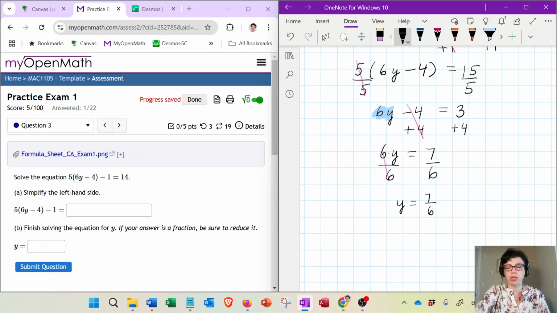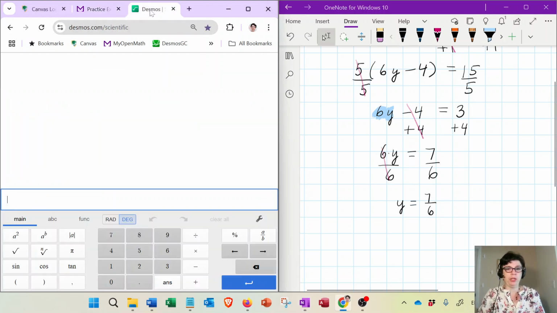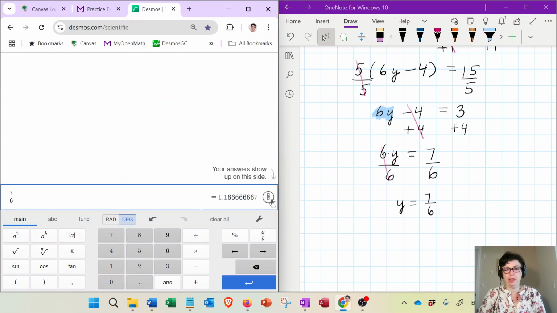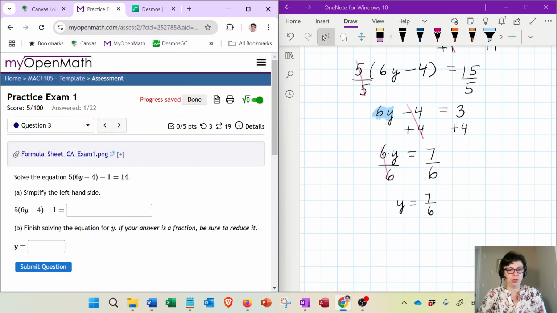Looks like that's a fraction. You will have to reduce it if possible. But you can always check on the calculator that you will have on the test. 7 over 6. If you press on the fraction button, it's not changing, which means that this fraction is not reducible. So it looks to me like that's 7 over 6.